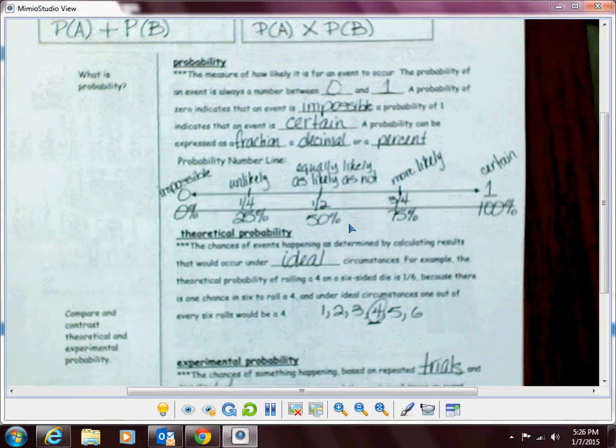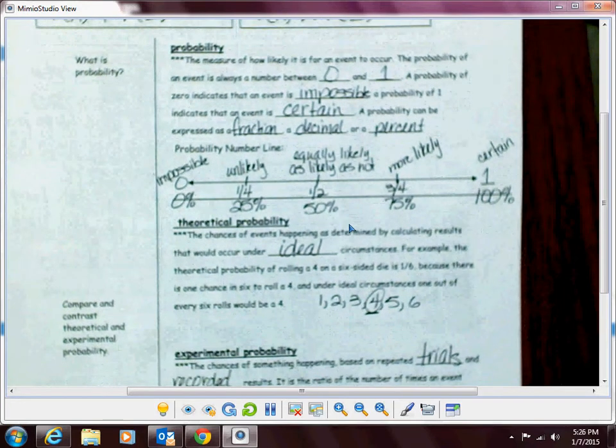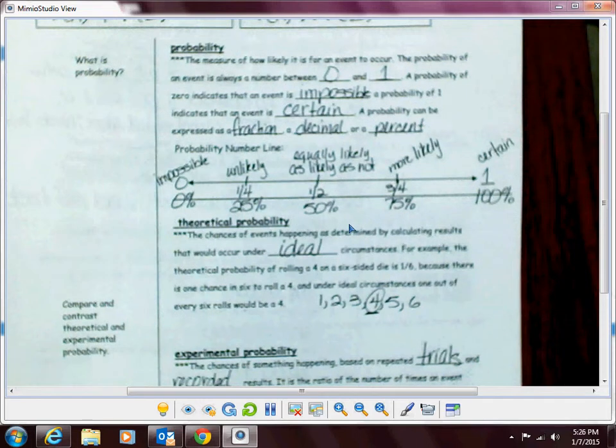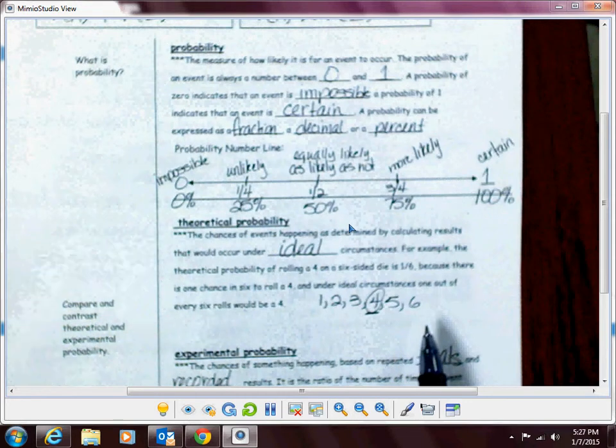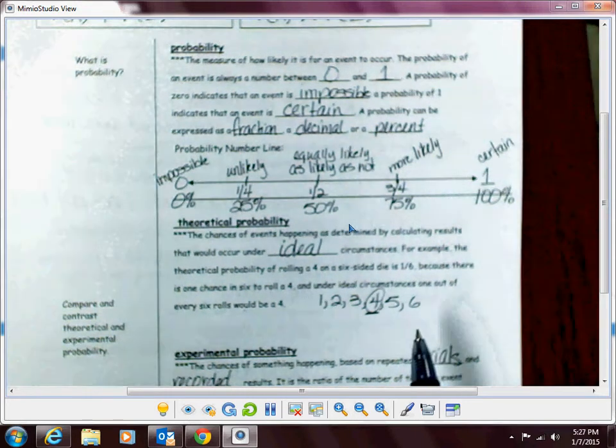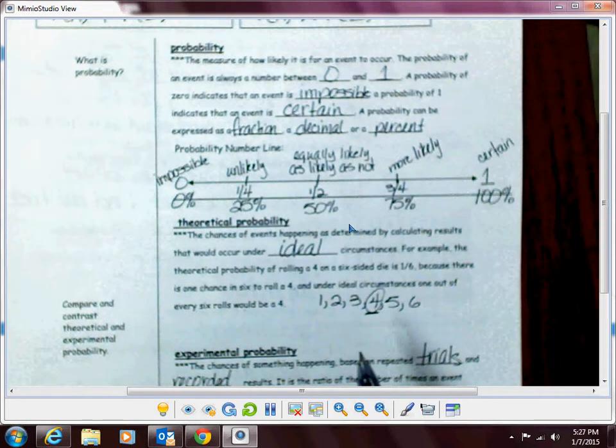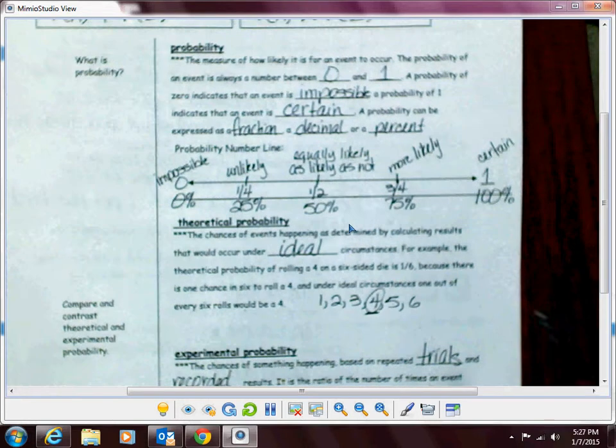Theoretical probability was when the chance of something happened under ideal circumstances. So that means it's basically what you expect to happen. And then we talked about the example of rolling the 4 on the cube. Since your sample space is 1, 2, 3, 4, 5, 6 on your cube, you have 6 total outcomes, which will be your denominator. And the one that you're looking for, which is the 4, there's only one of them. So that's where you get the 1/6 from.